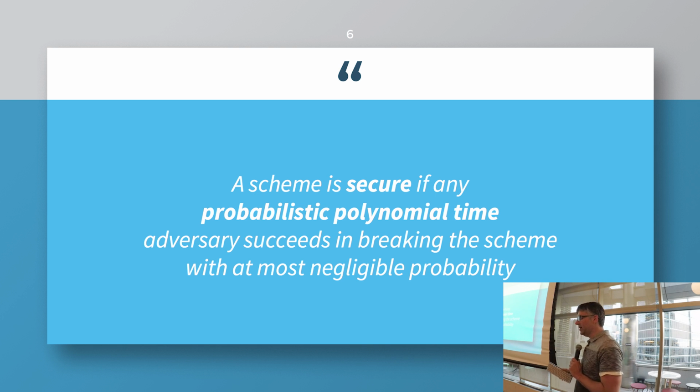So we want to create a scheme of cryptography that's secure, and we're going to say that it's secure if we have an adversary that can do calculations in probabilistic polynomial time, and if that's all they can do, they will be able to break the scheme with negligible probability.